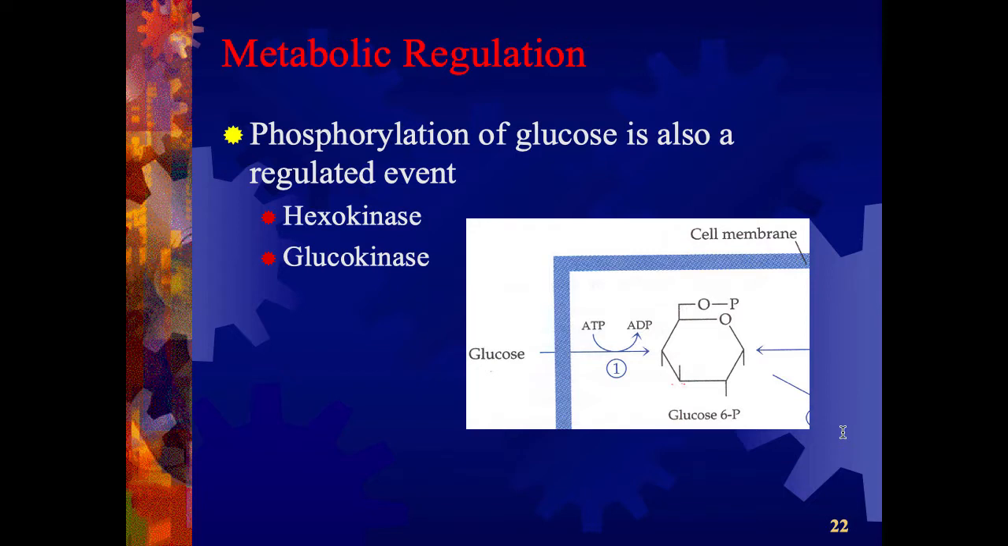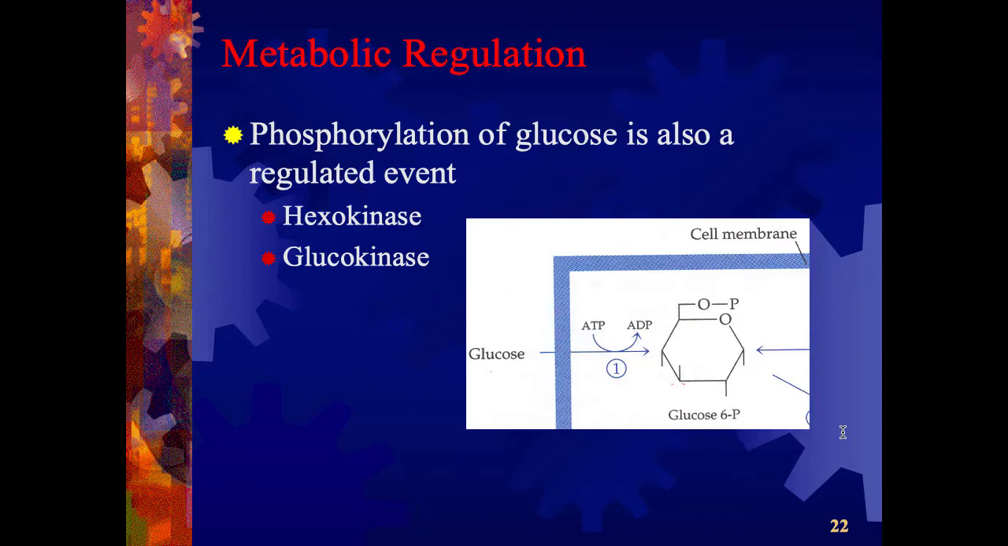So let's talk about this. Phosphorylation of glucose is also a regulated event. Remember that term kinase? What's a kinase? It's an enzyme that adds phosphates to other molecules. That category of enzymes. So kinases add phosphates to other molecules, so we say it's phosphorylated, right? And there's a lot of these kinases. We're going to talk about 2 of them, hexokinase and glucokinase.